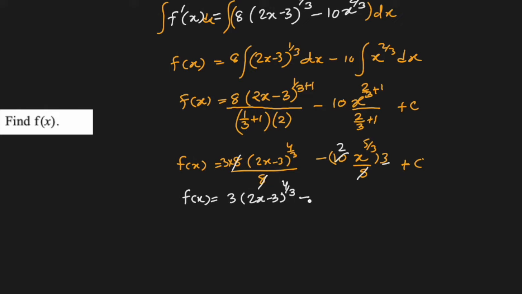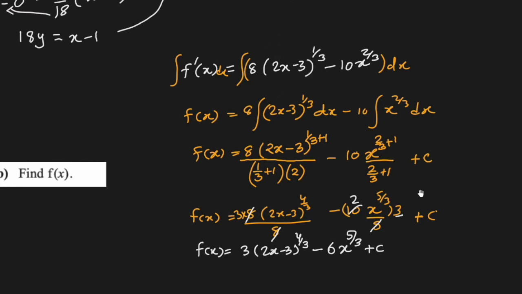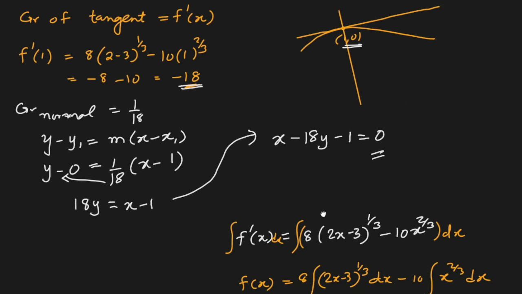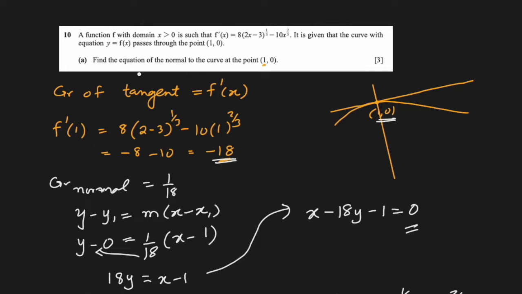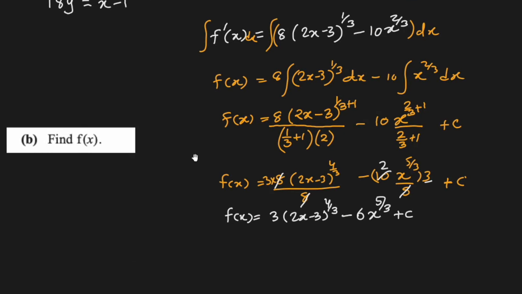This 3 will multiply with 2, 6x to the power 5/3 plus c. This could be our equation, but it is not complete without the value of c. And now we know that this is a point lying on the curve. They have written here (1, 0), passes through (1, 0). So we'll substitute this (1, 0) in the equation.